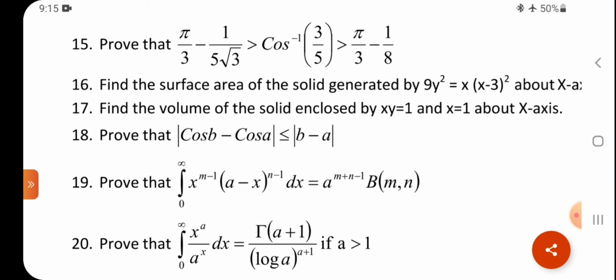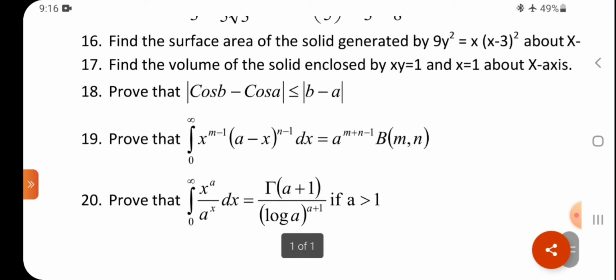19th, integral 0 to infinity of x power m minus 1 into a minus x whole power n minus 1 dx. Very simple. In order to get the beta function, x to the power of m minus 1 is there, and instead of 1 minus x, here it is a minus x. So you take a common and make the simplification, and you will get the answer. 28th problem. Prove that integral 0 to infinity of x power a by a power x dx equals some gamma function. Here the typical term in the integral is a power x. Start with a power x equal to t, do the simplification, and you will get the answer.